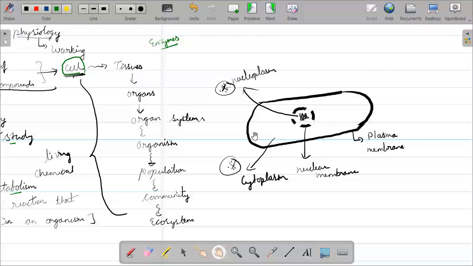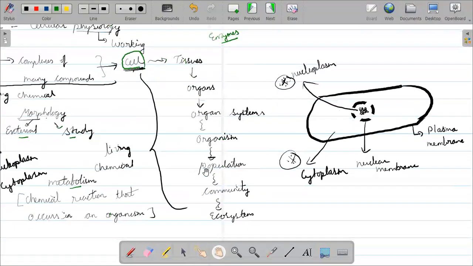And you asked me what is nucleoplasm and cytoplasm. So I have labeled here that the matrix of the nucleus is called nucleoplasm. The matrix of the entire cell, or you can say between the nuclear membrane and the cell membrane, is called the cytoplasm, where the chemical reaction takes place.